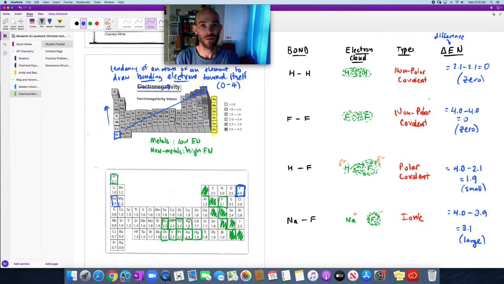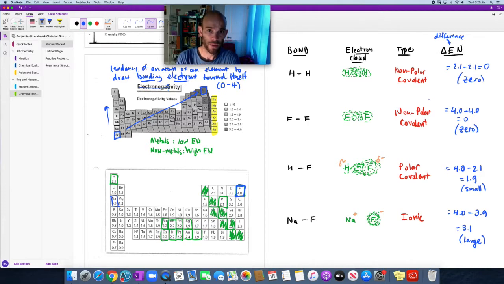And that's because when you have a metal and a nonmetal, you're going to naturally get a large difference in electronegativity, because metals have small electronegativities and nonmetals have large electronegativities. So the difference between a large number and a small number is going to be fairly large. You're going to get small differences when you have 2 nonmetals.